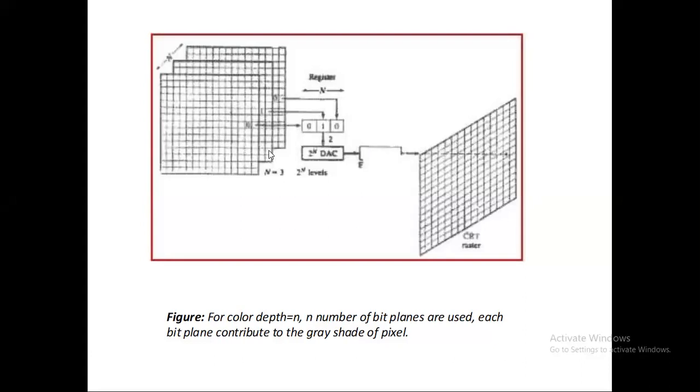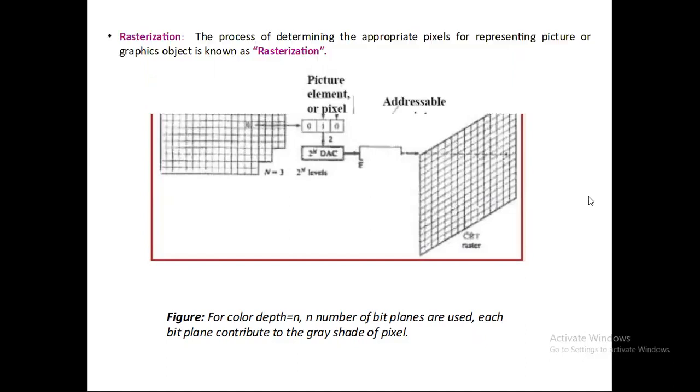Suppose here I have plotted one triangle or any object that will be displayed here. The triangle information will be stored in digital form, and then that image will be converted here and plotted onto the output screen. How it plots, that we will see in the raster scan and random scan displays. Okay. So this is the frame buffer.